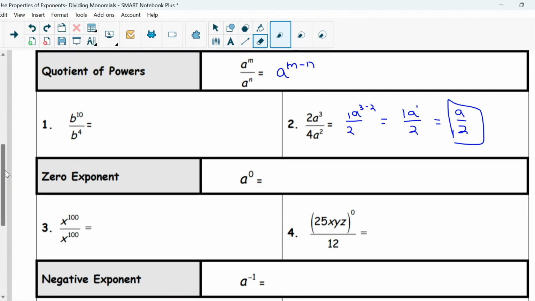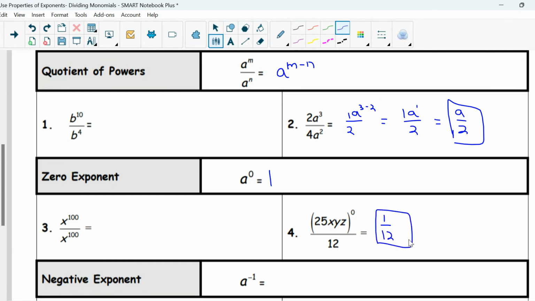Okay, 0 exponent. Remember, anything raised to the 0 power is just 1. So if we're looking at number 4 here, we are raising 25 times x times y times z to the 0 power. So that all just cancels out and becomes 1. So this one becomes 1 to the 12th power. Don't need to overthink that one. All this just becomes 1.